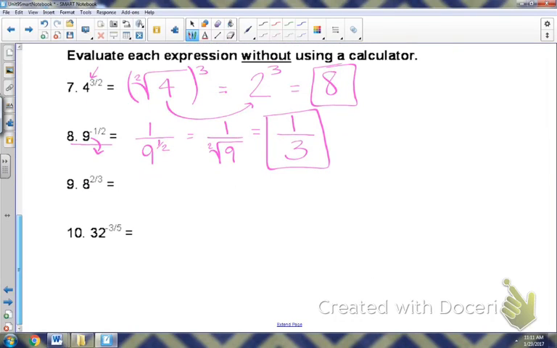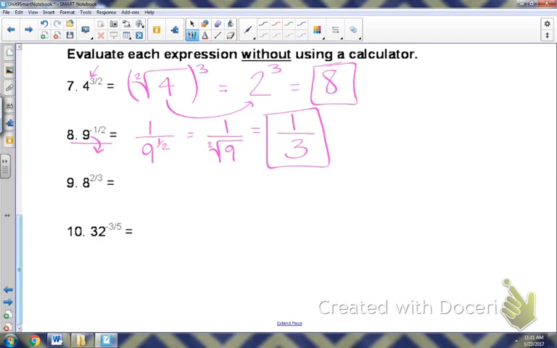All right, let's look at 9. So our base is 8, so that's the radicand, which is the term under the radical. Exponent is 2, and then your index is 3. So you're first going to start out with taking the cube root of 8, which you should know is 2. And then we have to square it, so that would give us 4. So 8 to the 2/3 power would equal 4.